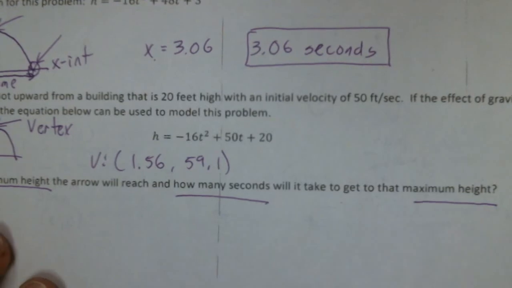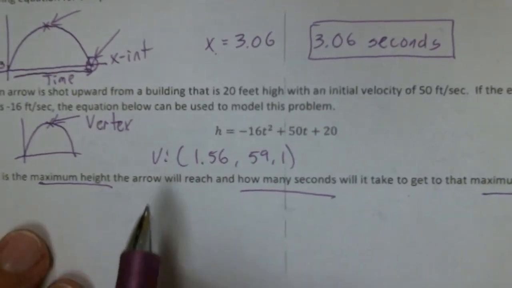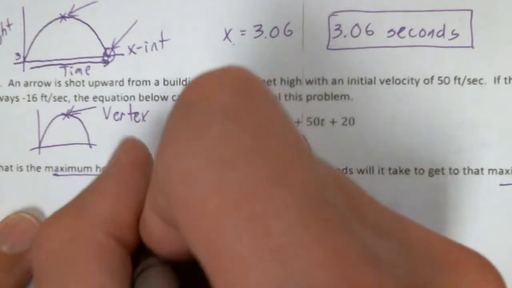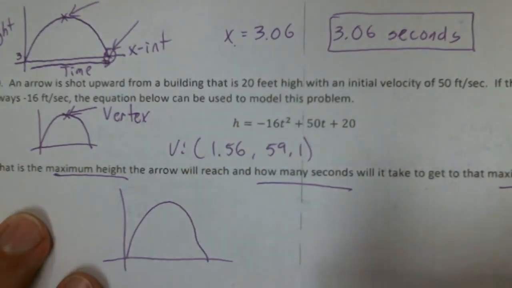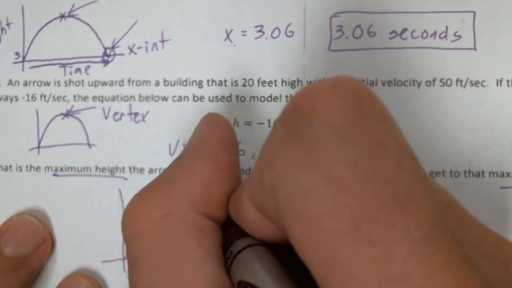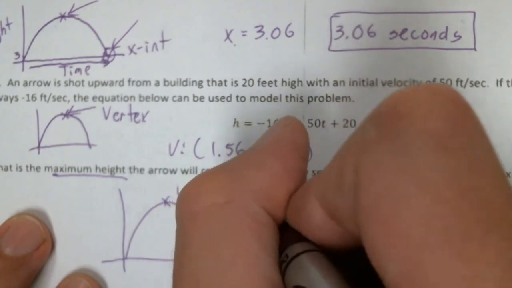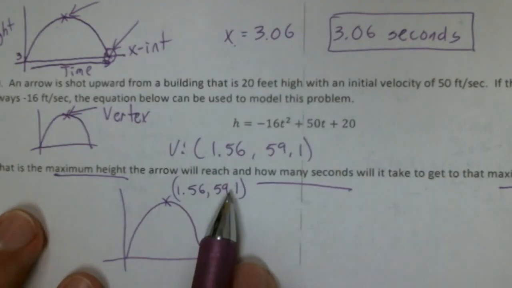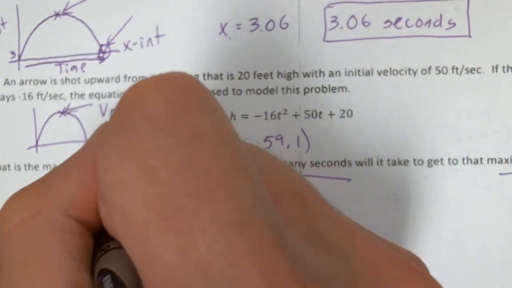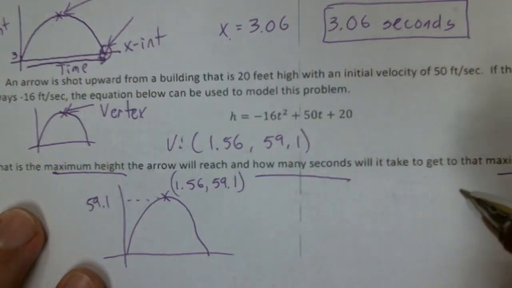Okay, but now what's the answer to the question though? It says what's the maximum height? Is that the x coordinate or the y coordinate? Because here we go. Arrow goes up, hits the maximum height. The vertex is 1.56, comma 59.1. So the height is the y coordinate. Okay, this is the height. This is how high it goes. 59.1 feet.